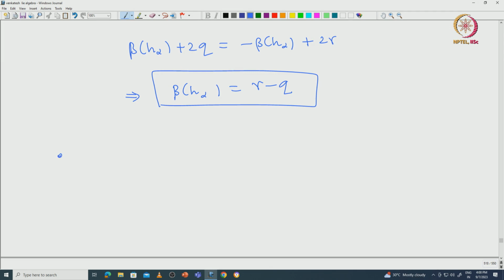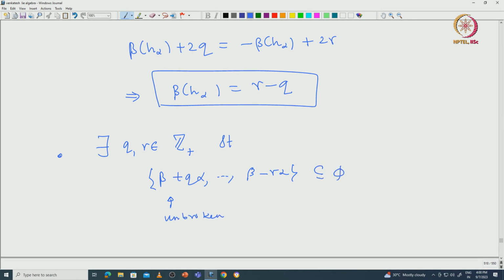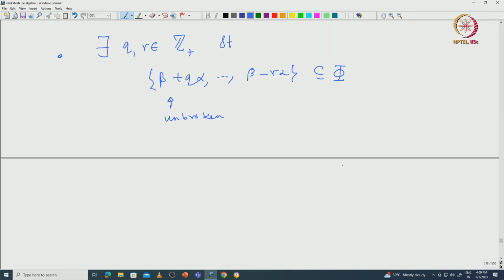So, let me just write down all the consequences. We just observed that there exist q and r in Z plus such that beta plus q alpha and so on down to beta minus r alpha is an unbroken chain, and this is all a subset of phi. And the second thing that we observed: beta of H alpha is nothing but r minus q.